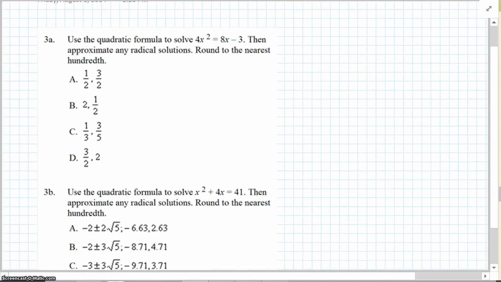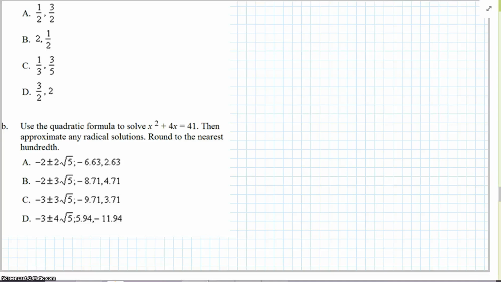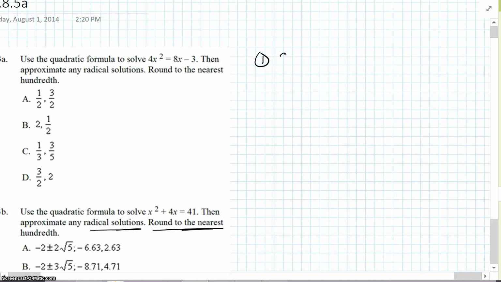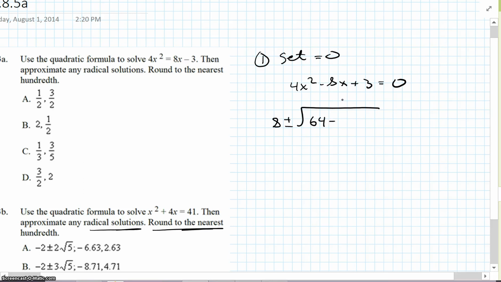Using the quadratic formula, we can actually solve, and then we can put it in radical form, and we can round it. Again, that's just plugging in. Remember, step 1, always set it equal to 0 so you can solve. So this one would be 4x squared minus 8x plus 3 equals 0. So negative b plus or minus the square root of b squared minus 4ac, 4 times 3 is 12, 3 times 4 is 48, all over 2a.